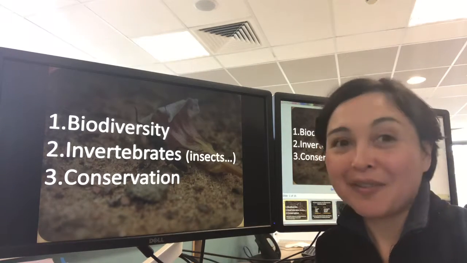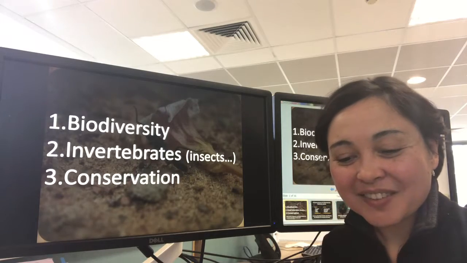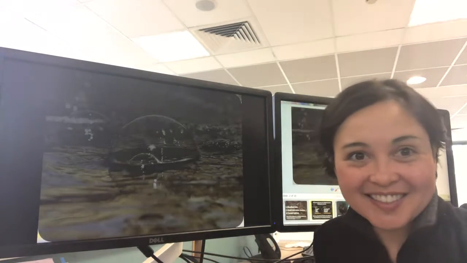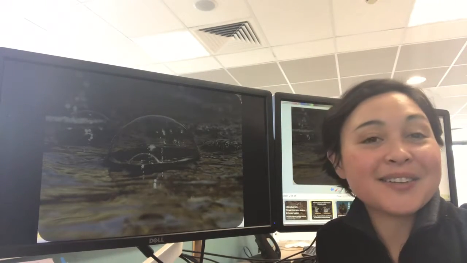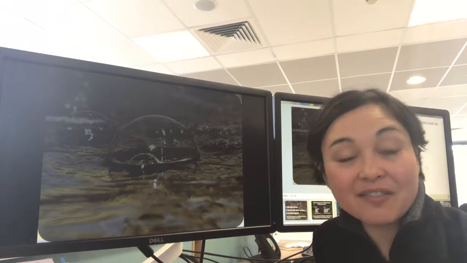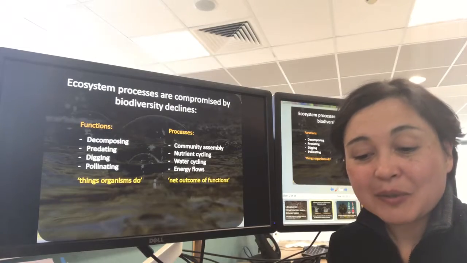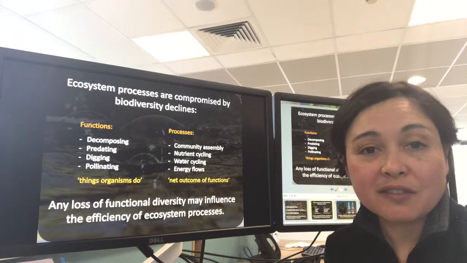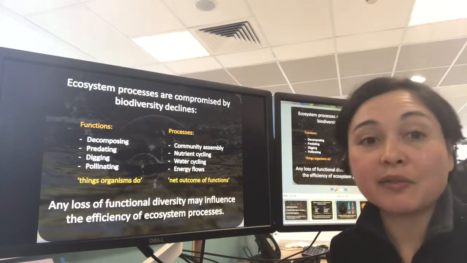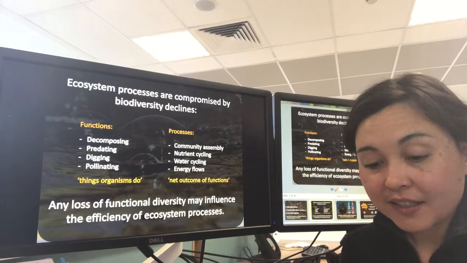So today I'd like us to consider three important topics for conservation ecology, and those are biodiversity, invertebrates, and conservation. So first of all, ecosystem processes are compromised by biodiversity declines, and those processes are the net effect of ecosystem functions, which are the things that organisms do. So any loss of functional diversity will have an influence on ecosystem processes.